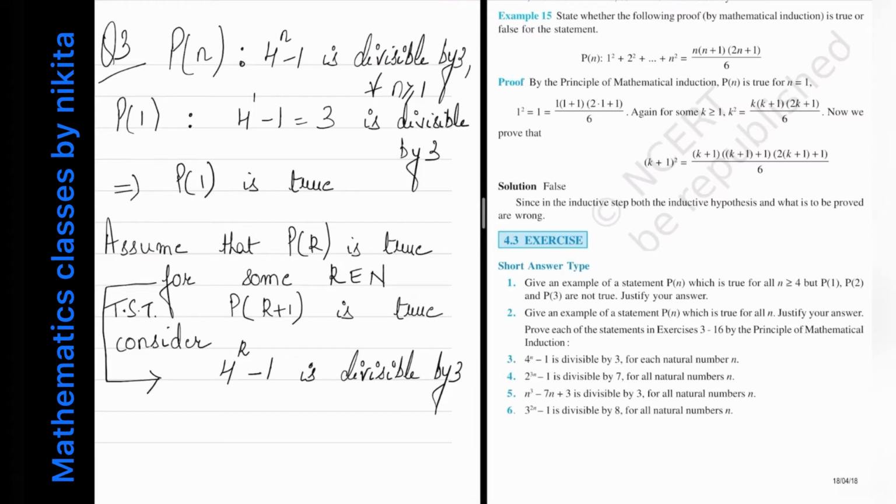So this implies that 4 to the power k minus 1 is equal to 3 times some number q. And what is this number? This number is some natural number, because 4 to the power k minus 1 is also a natural number and 3 is also a natural number, then q is also a natural number. 4 to the power k minus 1 is divisible by 3 means that 4 to the power k minus 1 is a multiple of 3. Mark this as 1. And now we have to prove that P of k plus 1 is true.